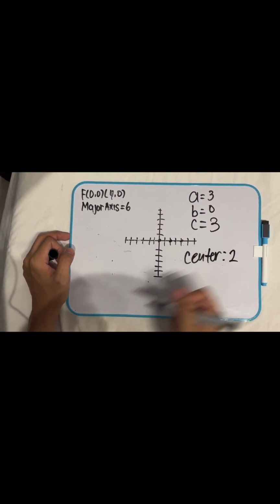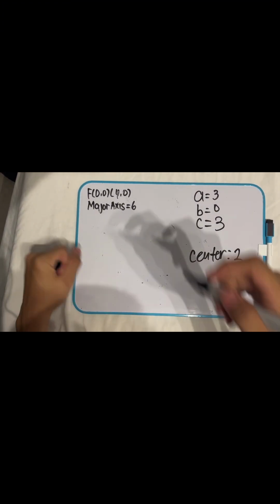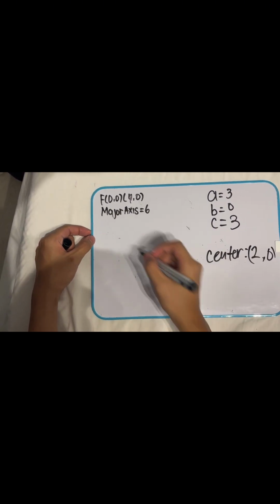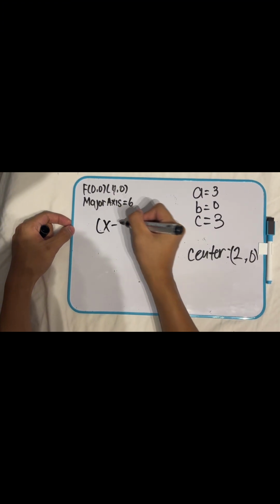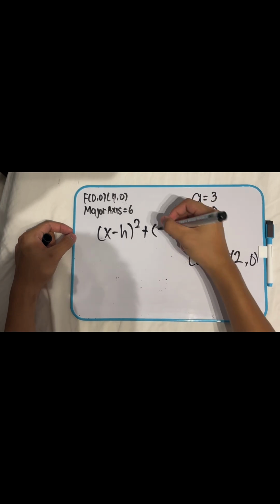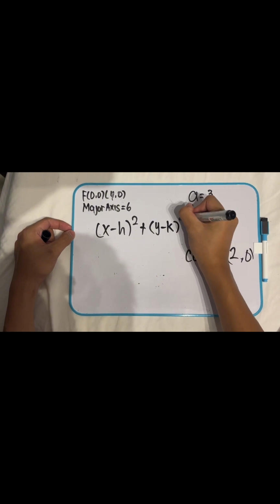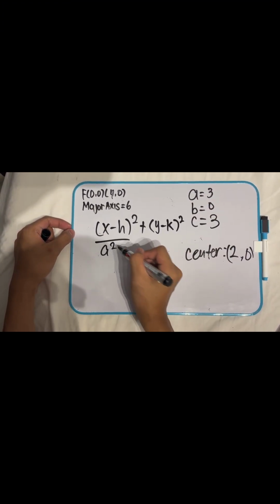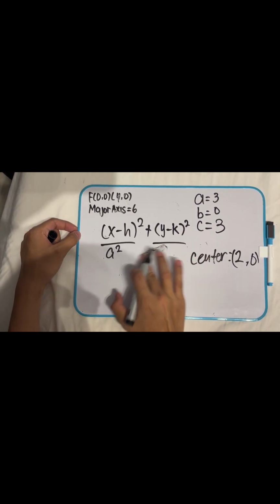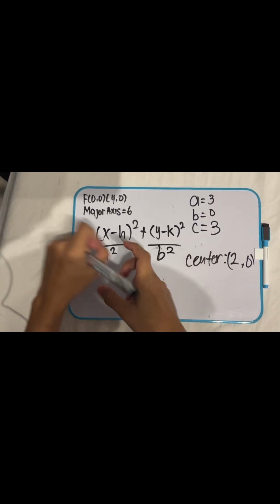So now that we have our values of A, B, and C, and our center, which is 2, 0. Sorry. The standard form is (x minus h) squared over a squared plus (y minus k) squared over b squared. That's our standard form.